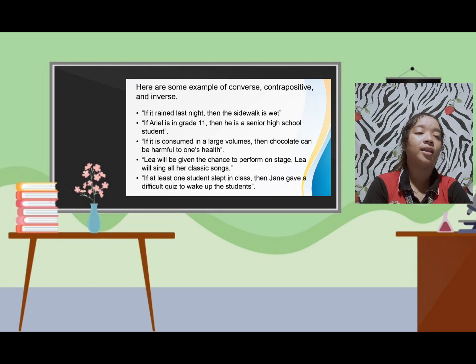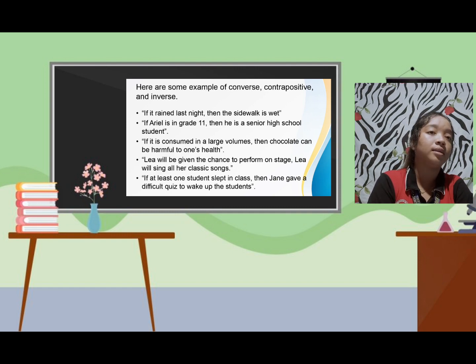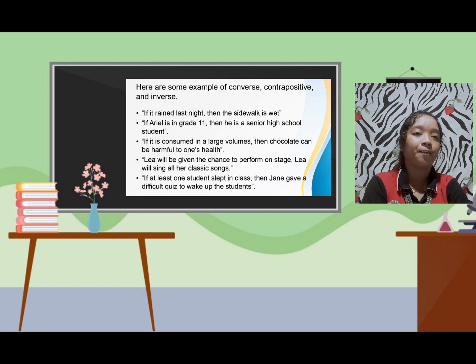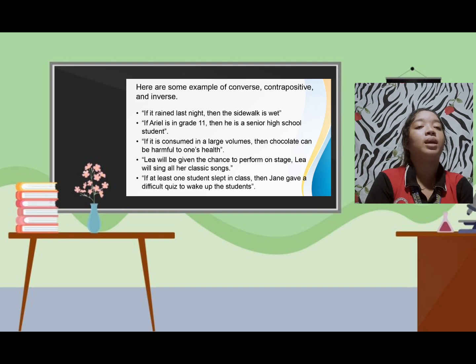Okay, let's proceed to another example in order for you to deeply understand our topic. So another example is, if at least one student sleeps in class, then Jane gives a difficult quiz to wake up the students. So our P would be, at least one student sleeps in class. Then our conclusion will be, Jane gave a difficult quiz to wake up the students.